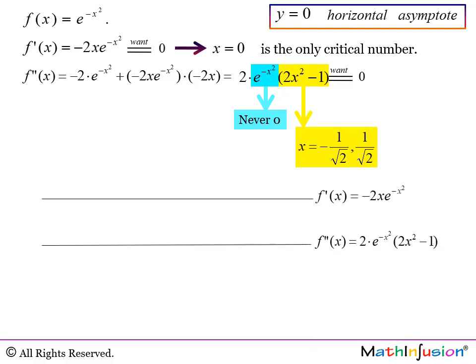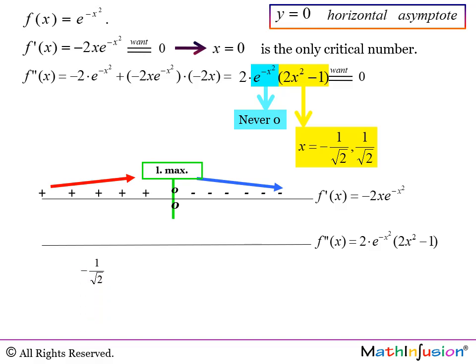Now we're going to do the analysis on the real line. We will start by analyzing the first derivative. It is 0 at 0. It is plus here, so the function is increasing, and then it is negative, so the function is decreasing. And we get also that there is a local maximum at x equals 0.